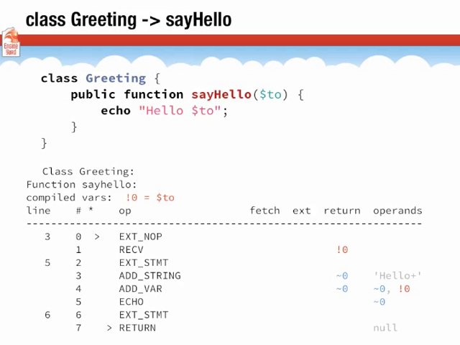Next, we have ADD_STRING, which creates a temporary variable identified by $0 and assigns the static part of our string, "Hello ". Then we have ADD_VAR, which concatenates the contents of our variable, !0, to our temporary variable, $0. Finally, we echo the temporary variable, $0. To end, we return null, as there is no explicit return value.